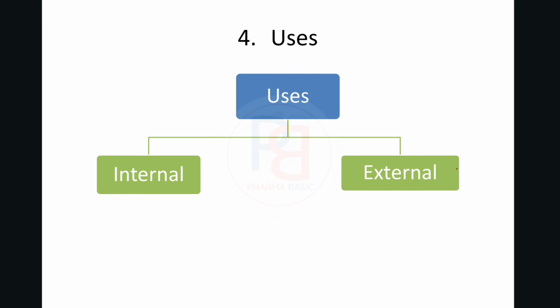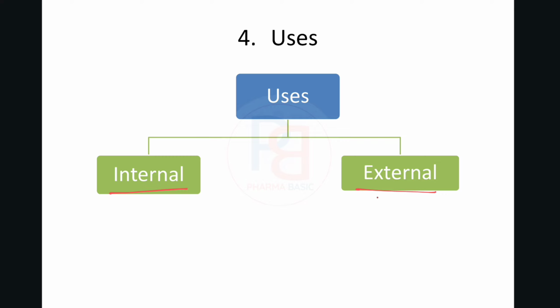Last one is on the basis of uses. On the basis of uses, drugs are classified into two. First one is for internal use. Second one is for external use. Internal use drugs are those which are taken inside of our body. For example, tablet, capsule, suspension, solution, all these which are taken through our mouth. These all come under the internal medicines.